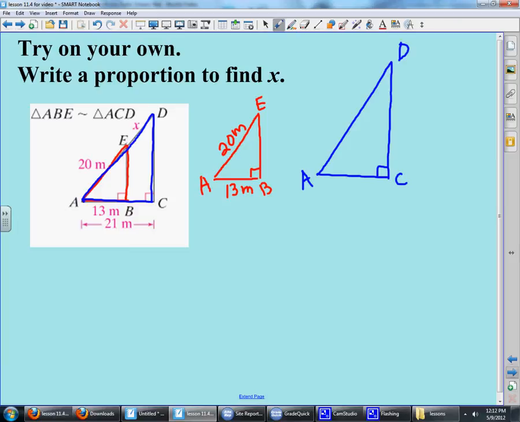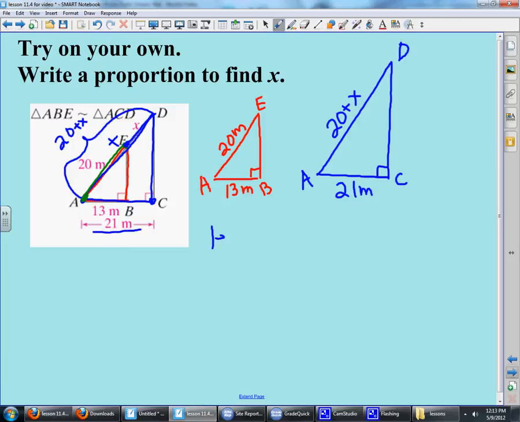Now they tell us here that from A to C is 21 meters. They don't tell us what A to D is, but we can see that the distance from A to E is 20 meters, and the distance from E to D is x. So we're going to add those together. So A to D is 20 plus x, or x plus 20.